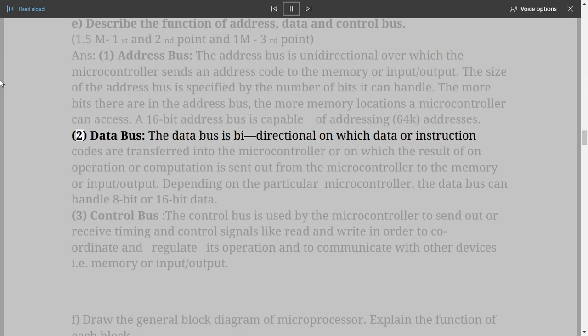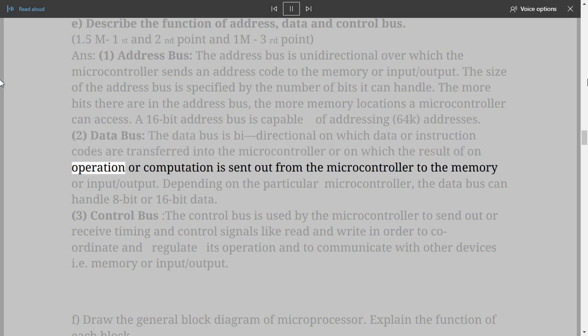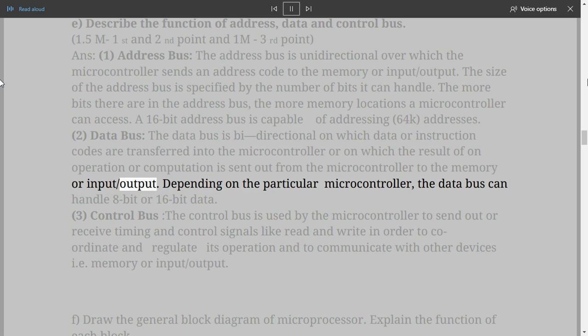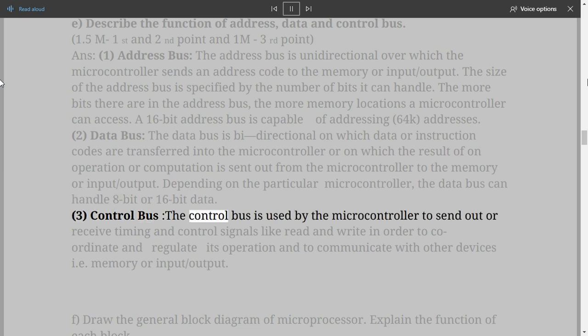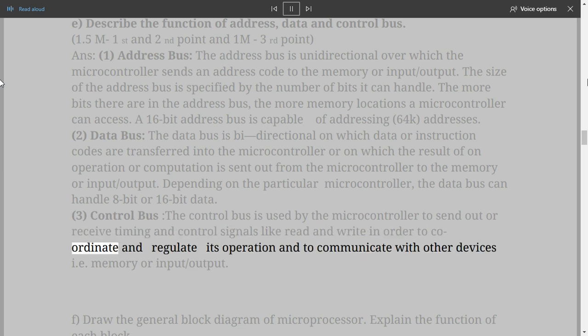2. Data bus. The data bus is bi-directional on which data or instruction codes are transferred into the microcontroller, or on which the result of an operation or computation is sent out from the microcontroller to the memory or input/output. Depending on the particular microcontroller, the data bus can handle 8-bit or 16-bit data. 3. Control bus. The control bus is used by the microcontroller to send out or receive timing and control signals like read and write in order to coordinate and regulate its operation, and to communicate with other devices, i.e. memory or input/output.